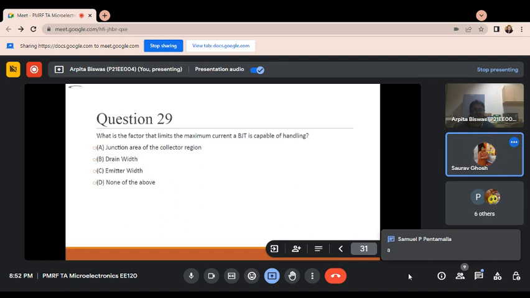Can you explain? The junction area of the collector region is limiting because the collector junction is reverse biased. So due to the wider depletion region, the maximum current flow in the collector region can be controlled by the depletion region. As the depletion region is thicker in the collector junction, more carriers cannot come, so that the device does not get destroyed. Yes. So I think the option A.